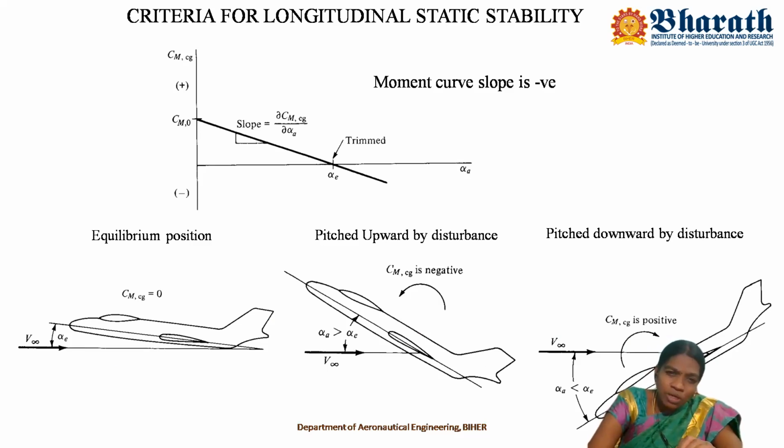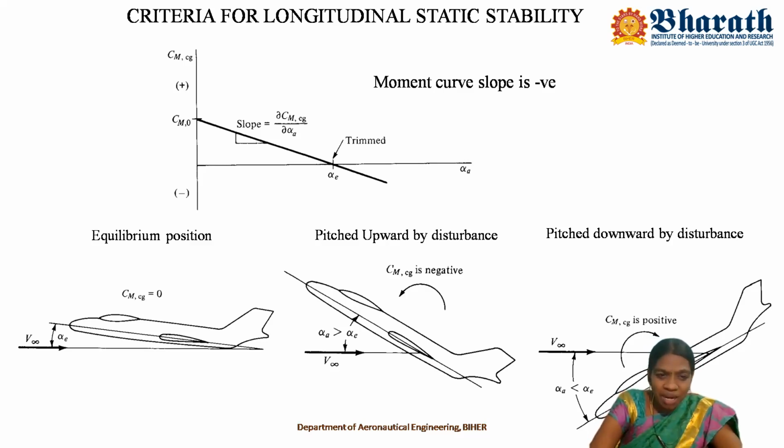And CM naught is positive, actually it is in the positive y direction. And how about the slope? As the alpha A increases, the CMCG decreases, so the slope is negative. If we plot CMCG versus alpha A, then that curve is called the moment curve. If they mention the moment curve, it is understood that it is a plot between CMCG versus absolute angle of attack. Yes. Now we are just going to examine this graph.